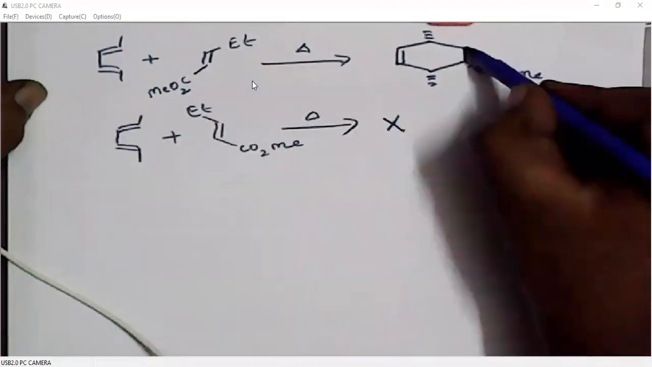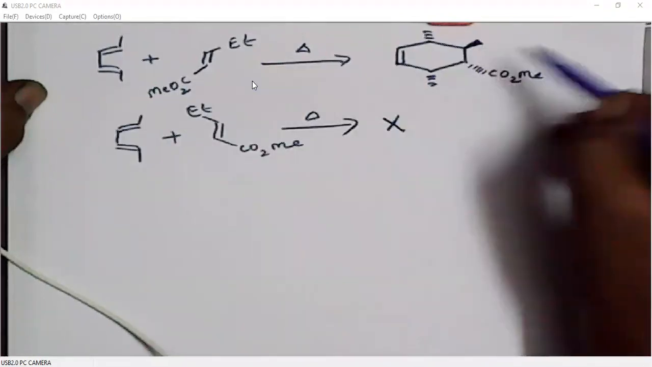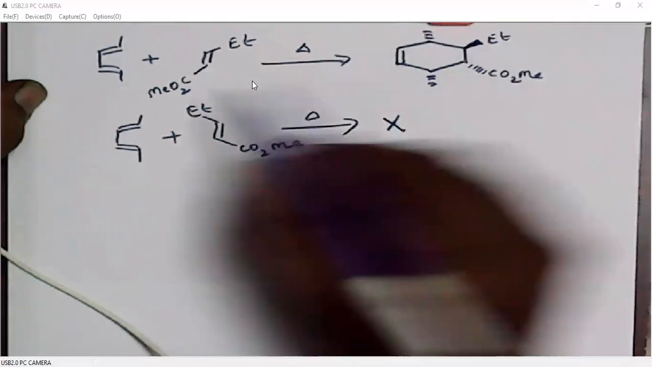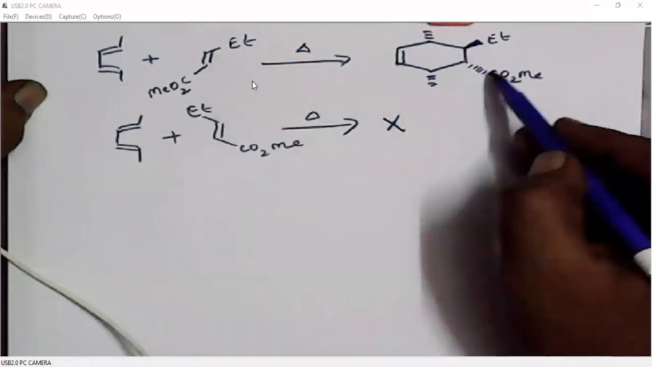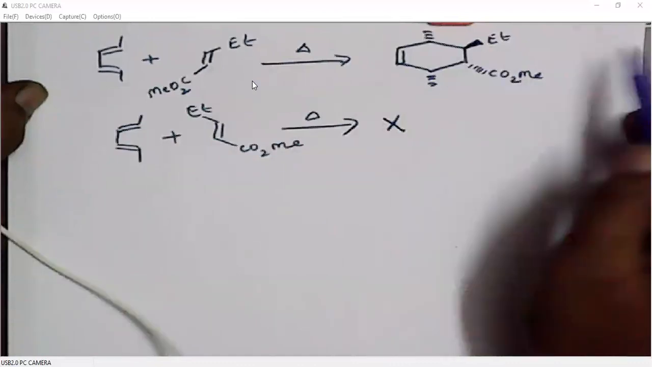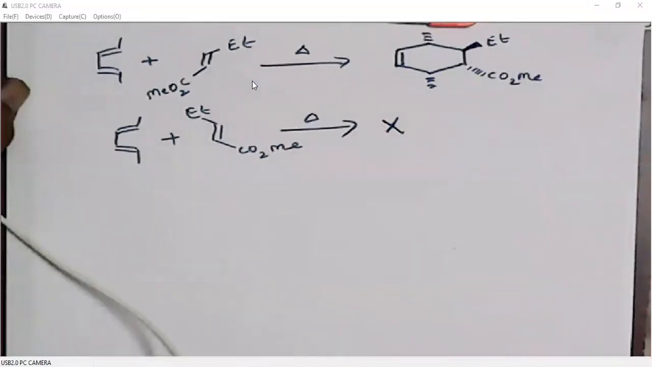As we said, the stereochemistry of the reactants will be retained in the product. So ester and ethyl must be trans in the product also. So this is how we need to examine the stereochemistry of the products point by point.